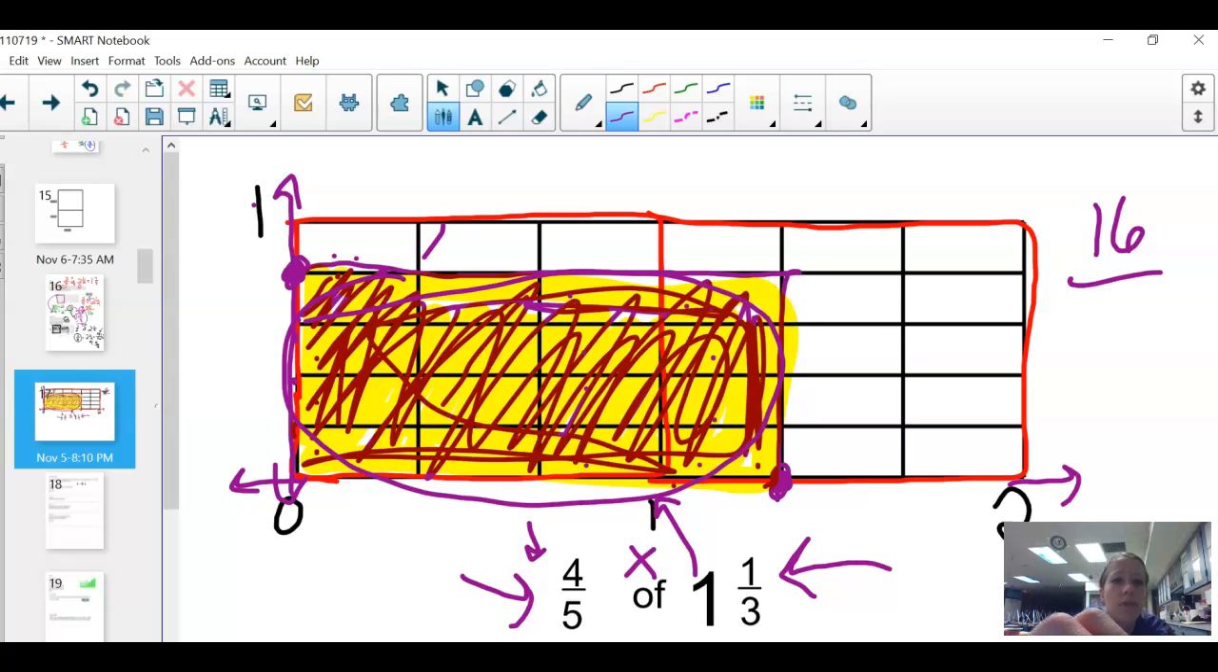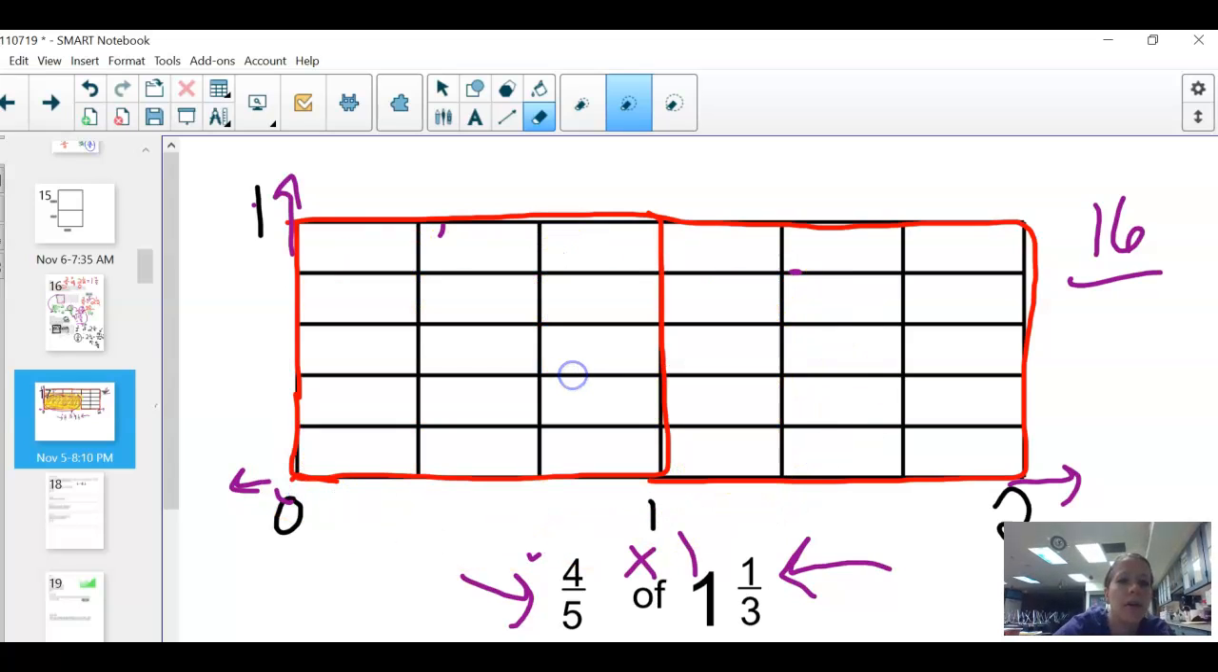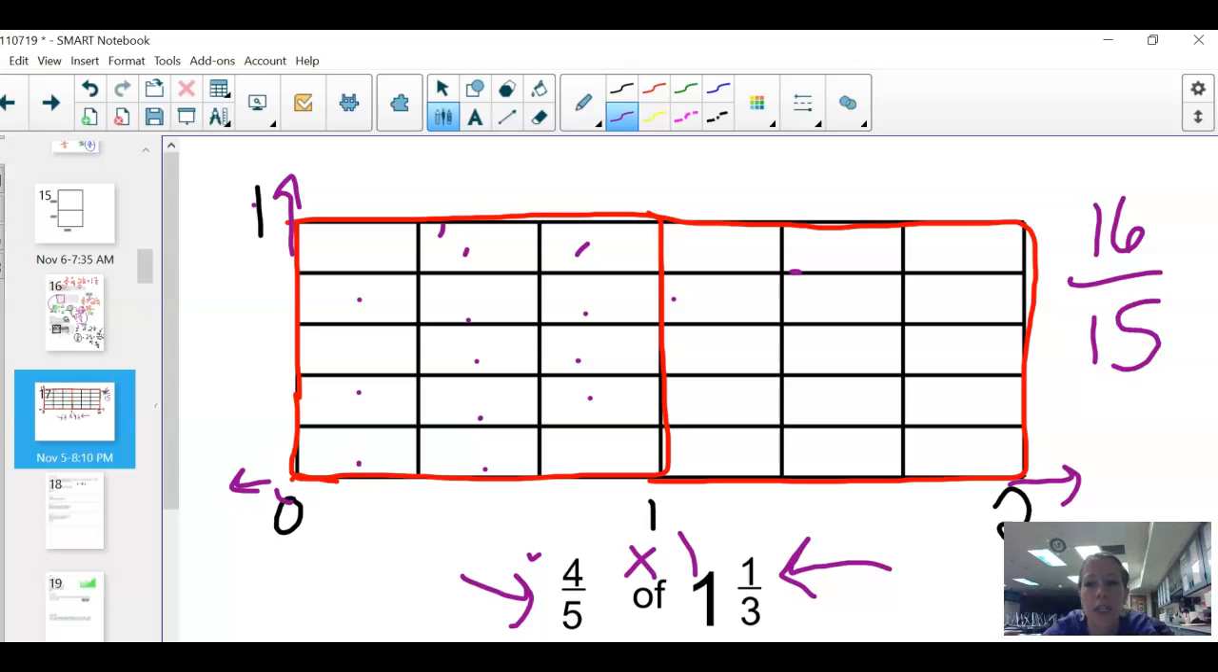That's my whole. So I'm going to take this away just so I can see a little better. My whole is this red box right here because 1 to 1, that's one whole. So I have 1, 2, 3, 4, 5, 6, 7, 8, 9, 10, 11, 12, 13, 14, 15. 16 15ths.